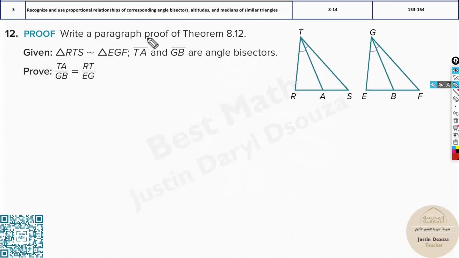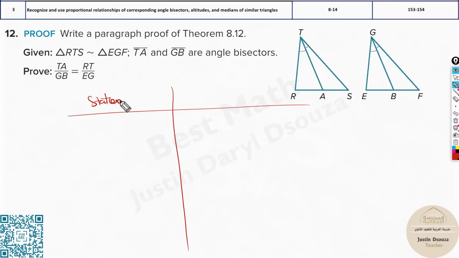Now they have told us to write a paragraph proof, but I would suggest you go ahead with the statement and reasoning proof itself, which you have done before in the last problem. So please make sure you have understood the previous video thoroughly, because the same thing will be done over here. Statement and reason, this is very important. And then the first statement, no matter what, will be the given. So here we have to write it as it is.